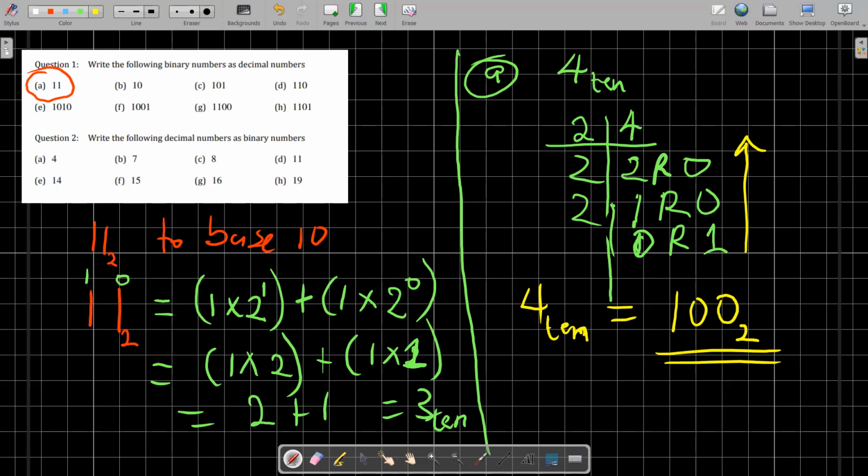So do well to check the other videos for addition or subtraction of binary numbers, as you're going to be learning how to subtract and add numbers in their different bases.